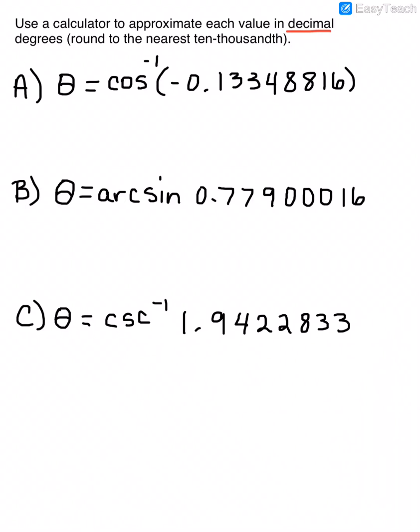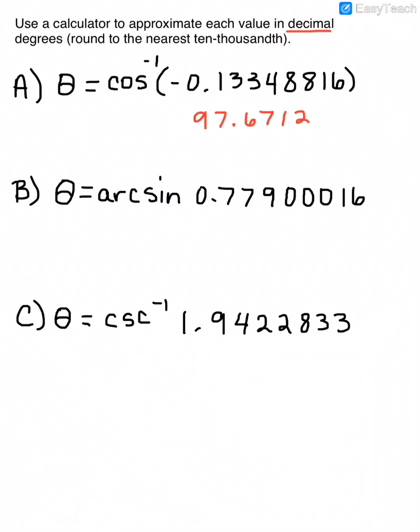It also says it here in the directions, decimal degrees. So make sure that your mode is set to degrees, and not radian mode. As long as your calculator is in degree mode and you hit your cosine button twice and then put in this value, negative 0.13348816, you should get your answer, which should be 97.6712, rounded to the nearest 10,000ths.